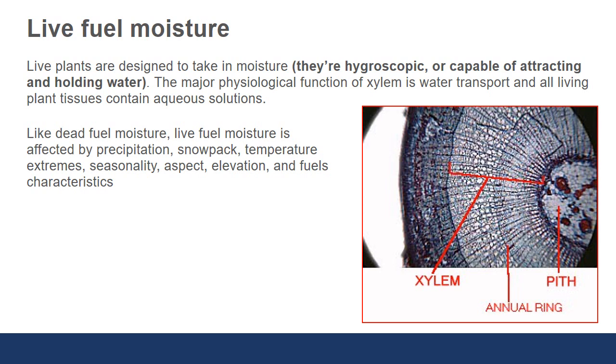Like dead fuel moisture, live fuel moisture content has a strong relationship with seasonal changes as the plant grows. These growing processes can be affected by precipitation events, cold temperatures, prolonged droughts, and other variables. Generally speaking, moisture content is highest in new foliage just after emergence. Then it declines quickly during leaf growth.